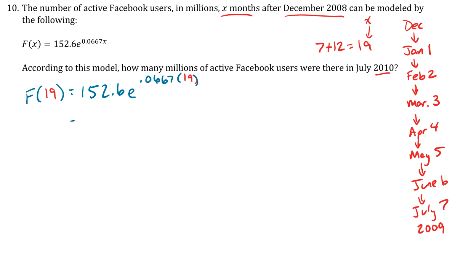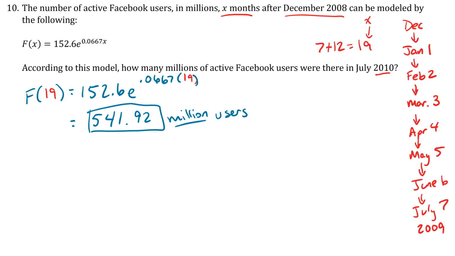And when you plug it in, you should be getting 541.92 if we round it to 2 decimal places. All right, so what that means is there's 541.92 million users in July 2010. And that is it for applications of functions.